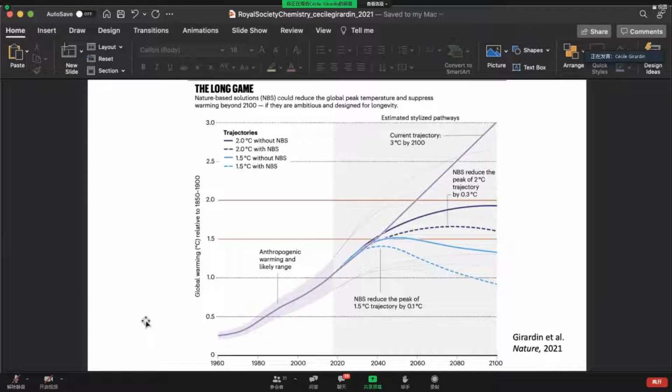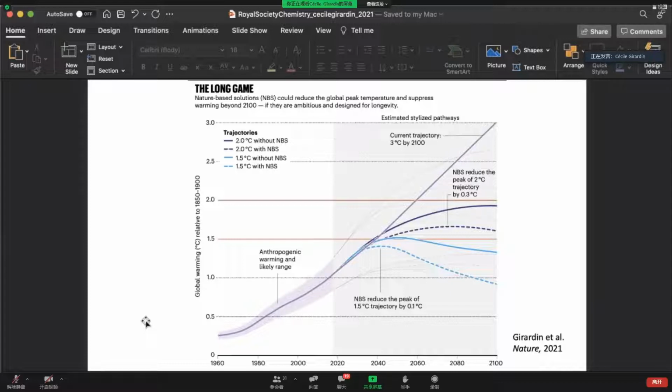So the conclusions from this is that nature-based solutions can provide a real but limited mitigation benefit in the short term. We shouldn't put too much emphasis on how much they can contribute to our net zero goals. We have to be realistic about this. But nature-based solutions have a powerful role for reducing warming and cooling our planet in the long term up to the end of the century. So it's important to invest in solutions that are designed for longevity.